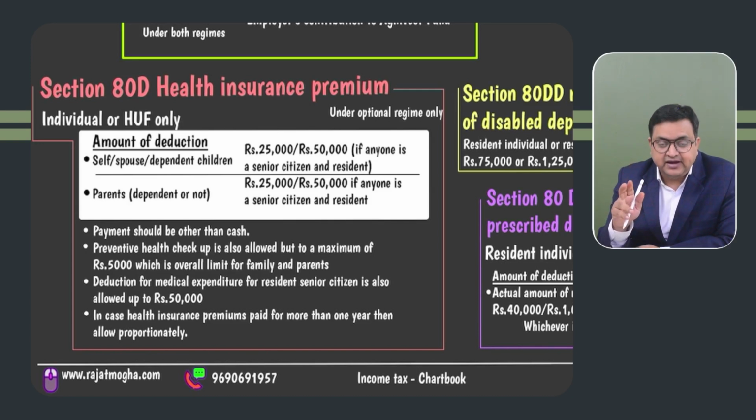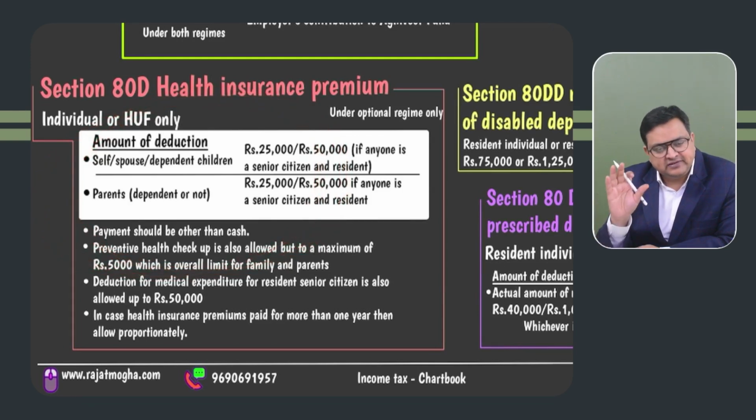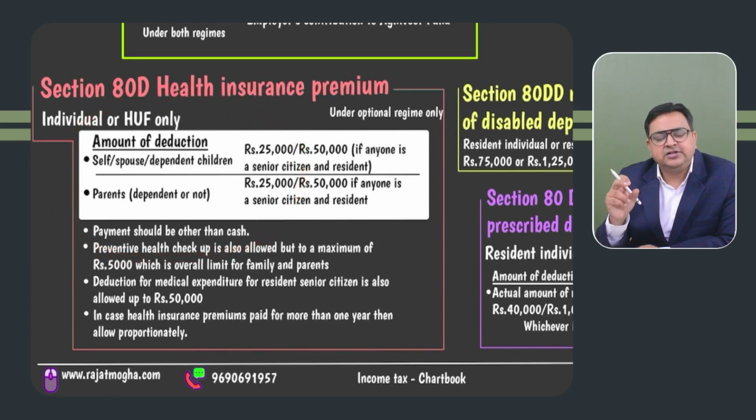Correct? Second thing, preventive health checkup is also allowed, but maximum up to 5,000 rupees limit, and 5,000 is an overall limit for everybody. And preventive health checkup can be paid in cash also. Maximum 5,000, and it is an overall limit. Next important point is whenever the health insurance premium is paid in lump sum, it should be divided into number of previous years which it is actually covering. So let's say there is a health insurance policy covering some 3, 4, 5 years. Just see how many previous years are relevant over there. So divide by the number of previous years, and in every case you will be getting this deduction.